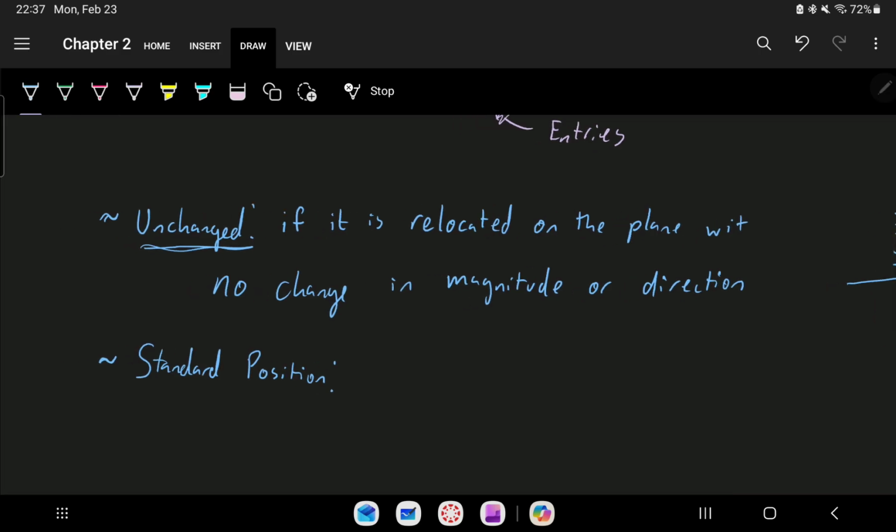Similarly, the origin is so convenient that it even has a special name. A vector is in standard position if its initial point is the origin.